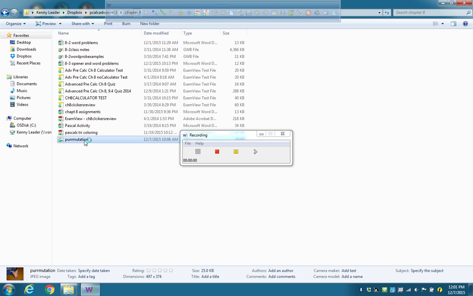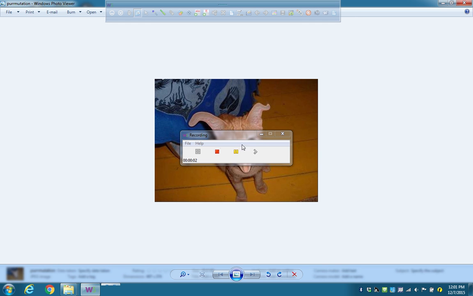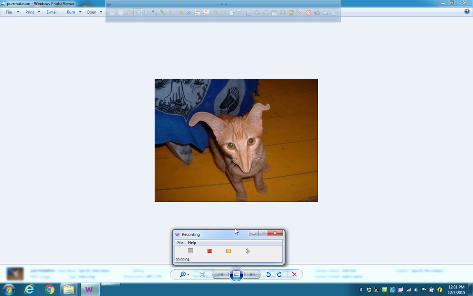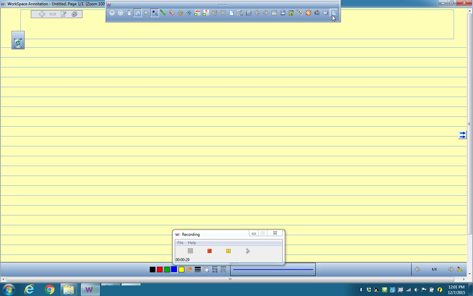This is a permutation. Let me just show you. Okay. That's what you call a permutation. Okay. Oh my goodness. What is that supposed to be? I don't know. It's a mutant cat. No. I just found that on the internet to make a joke. Okay.